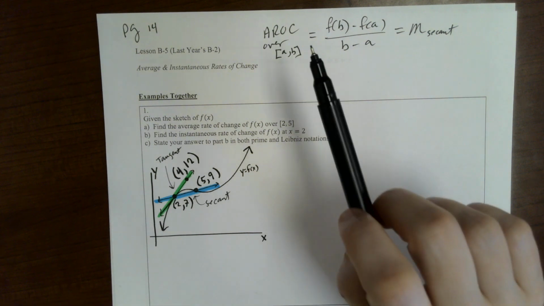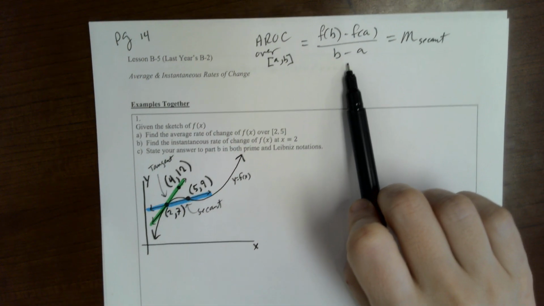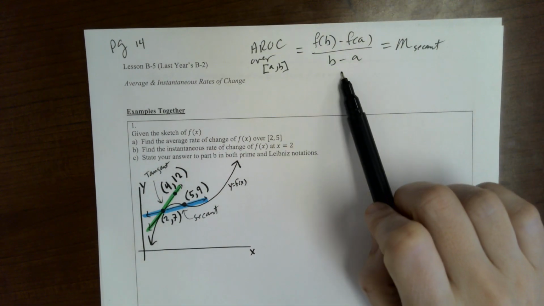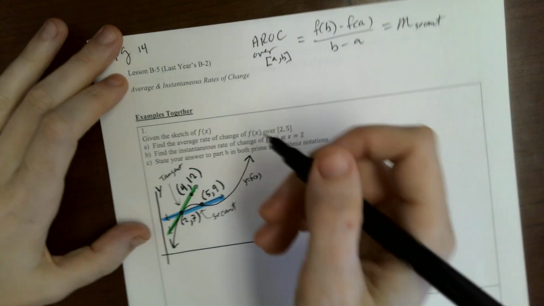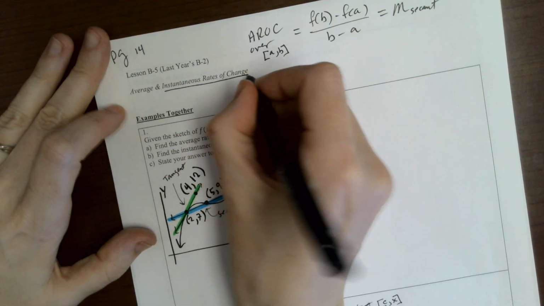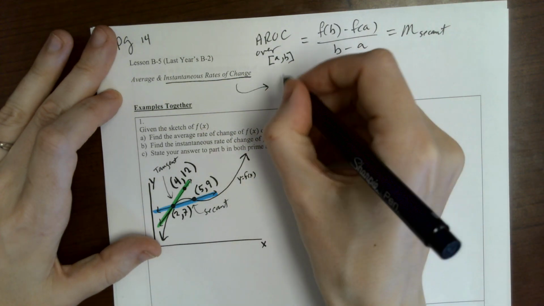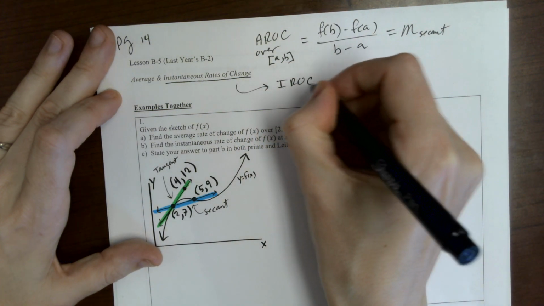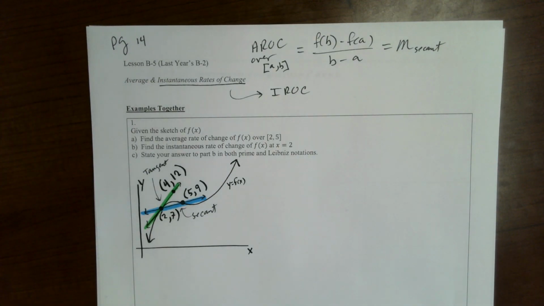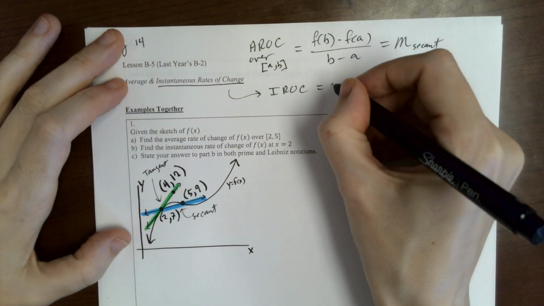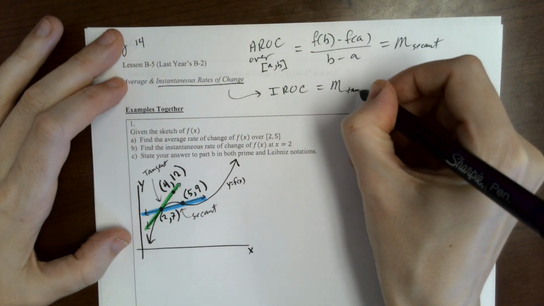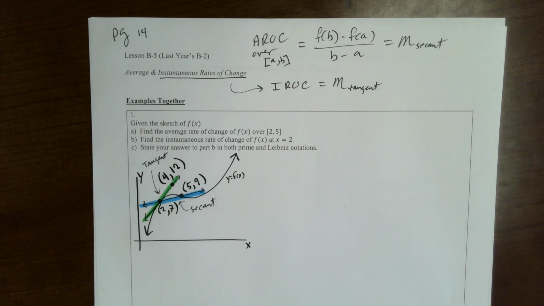So average rate of change, AROC, is this formula, which is the traditional slope formula, and that's the slope of the secant line. Now, instantaneous rate of change, that we'll abbreviate as IROC, is happening at an instant, not over an interval. So IROC is going to happen at one instant or one number, and this is the slope of the tangent line.